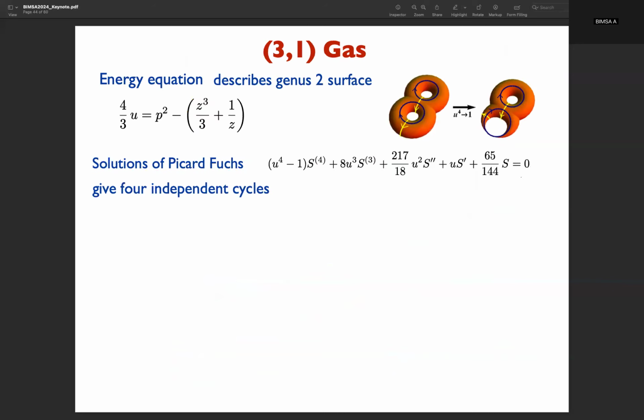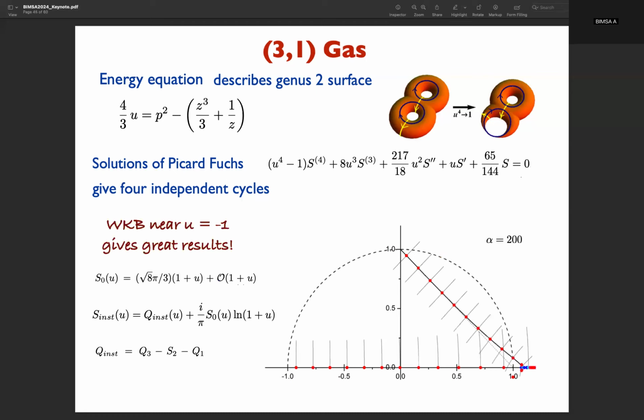Okay, now let's do another example. Let's do the 3-1 case. I'm going to do it really quickly. Now again, this equation gives us a double cover of the complex Riemann sphere with 6 branching points, and you connect them with 3 branch paths, and you get a genus 2 curve, right? The corresponding Picard-Fuchs equation has degree 4, with 4 independent cycles, 4 independent solutions. Again, you can match the analytic equation with the WKB results near U equals -1. This is a strong coupling thing, right? And in this case, the instanton is a certain combination of these actions over here.